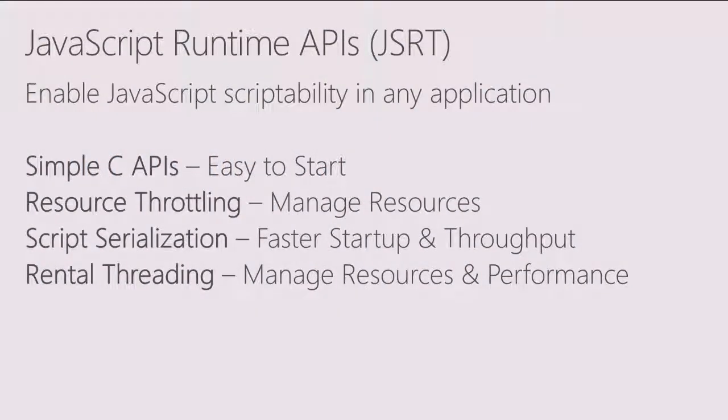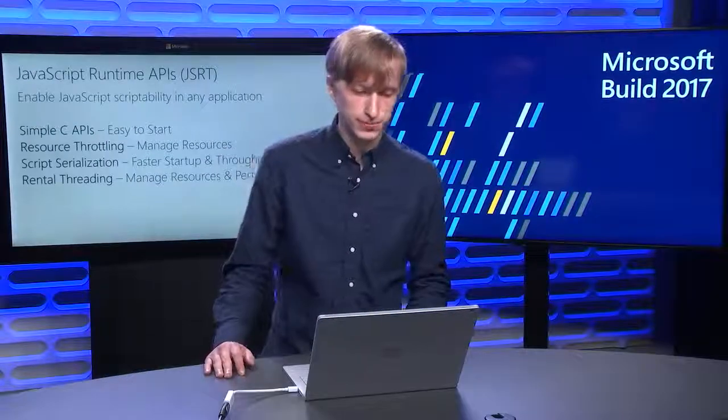All right, so the last thing that I want to talk about is JSRT, or the JavaScript Runtime APIs. So I mentioned at the beginning that ChakraCore is fully embeddable. You can embed ChakraCore in any application to enable scriptability. So one of the examples is for games. Another is like what DocDB does for running, say, stored procedures. There's a lot of interesting things you can do when you add JavaScript scriptability to whatever your application is.